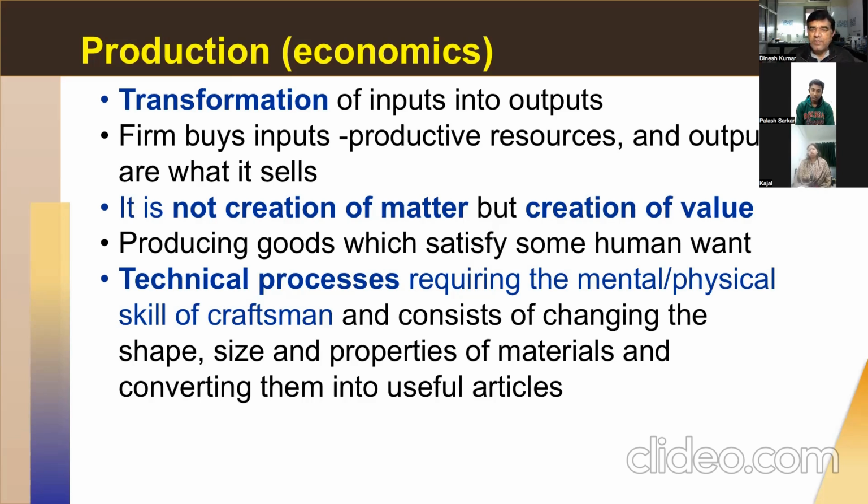Producing goods which satisfy some human want. This is one more definition of production: producing goods which satisfy some human wants or needs. That is also production, one view of production. Another may be technical processes requiring the mental and physical skill of craftsmen and consisting of changing the shape, size, and properties of materials and converting them into useful articles. So this is a comprehensive definition of production.